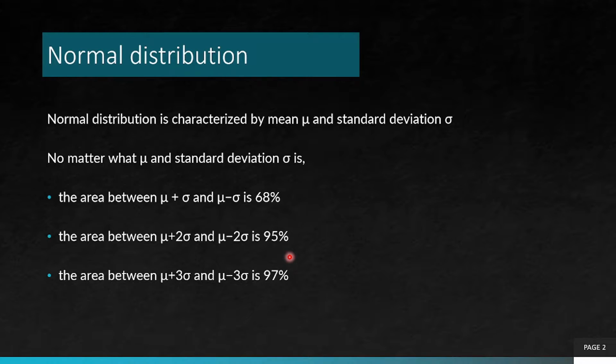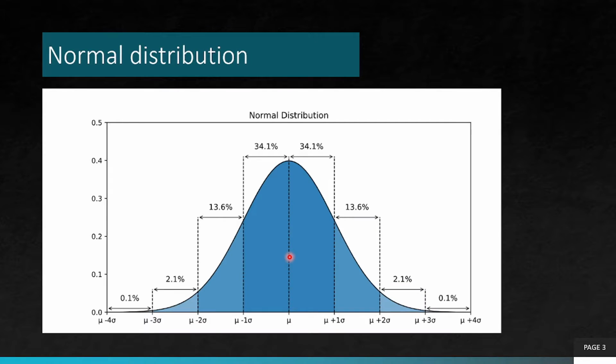No matter what the mean mu and the standard deviation sigma are, the area between mu plus sigma and mu minus sigma is 68%. The area between mu plus 2 sigma and mu minus 2 sigma is 95%. The area between mu plus 3 sigma and mu minus 3 sigma is 97%.